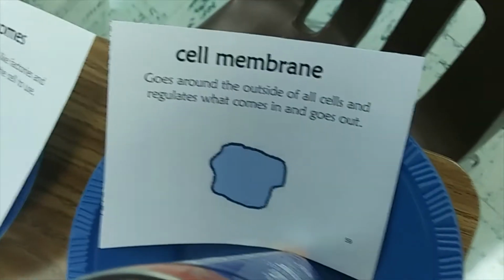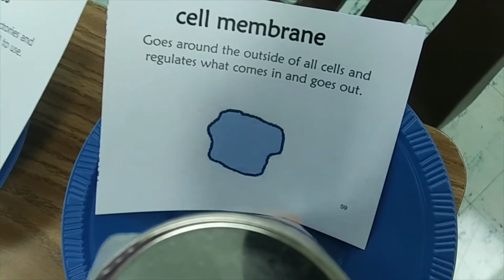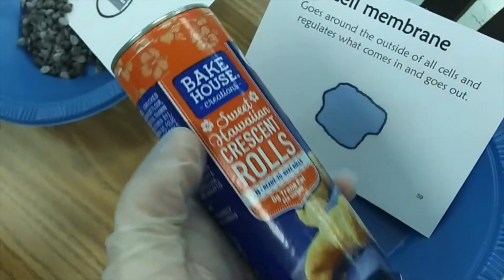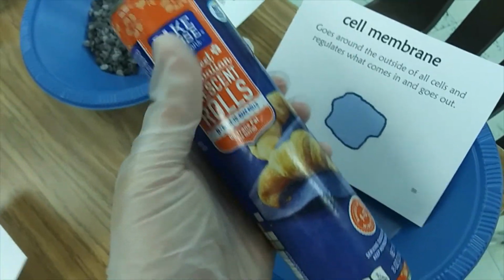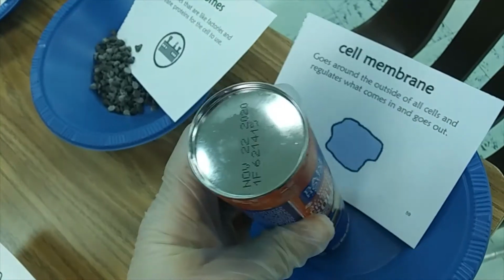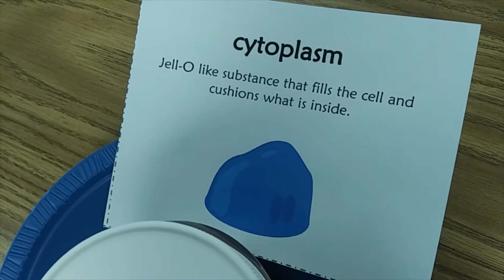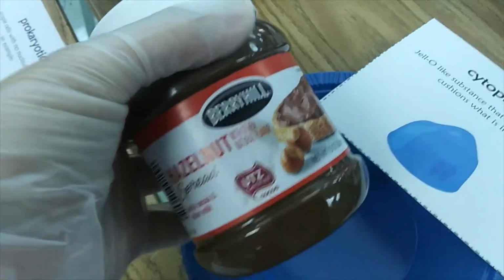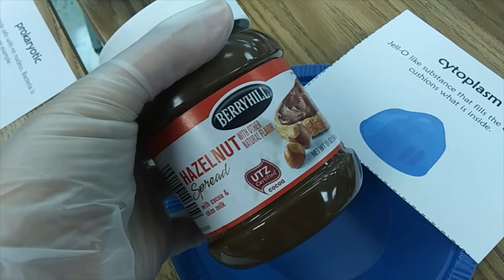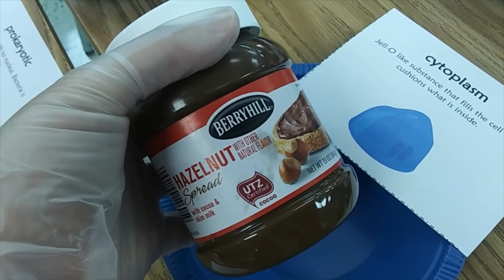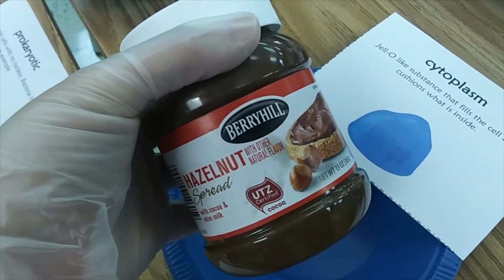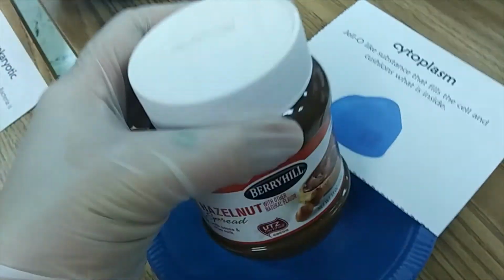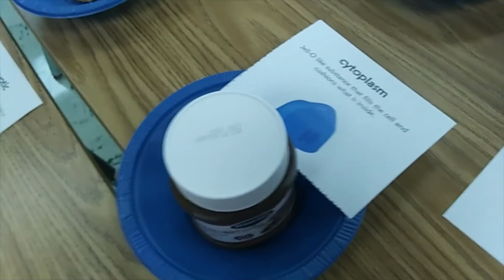All right, we're going to have some cell membrane. It goes around the outside of the cells and controls what goes in and out. And to make our cell membrane, you will need some delicious crescent rolls from the grocery store. We're going to have some cytoplasm, which is a jello-like substance that fills the cell and cushions what's inside. And for our cytoplasm today, we have some delicious Nutella. I got the generic kind. You can use generic, or you can use the brand name Nutella kind. Another thing I've seen people use is frosting for that.